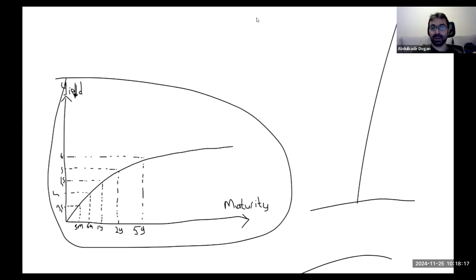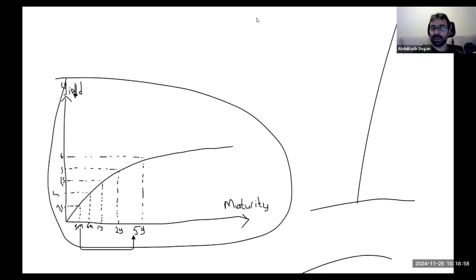If you put your money for 3 months, you will get 3.5%. If it is 6 months, it's 4%. If it is 1 year, it is 4.5%. The 2 year is 5%, and the 5 year is 6%. As you see, if the maturity increases, meaning I have a long-term investment, my yield is increasing because of the positive slope of the yield curve. As the time increases, my yield is increasing, right?